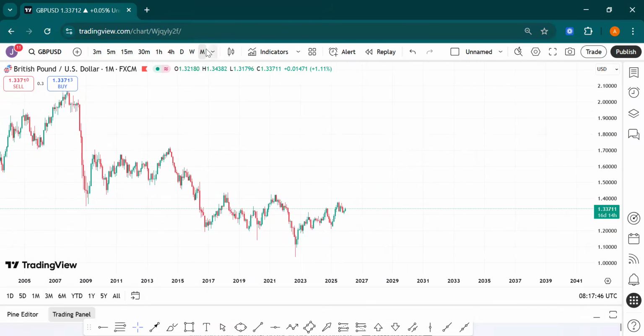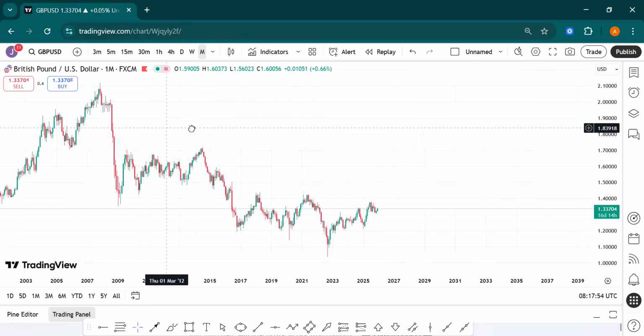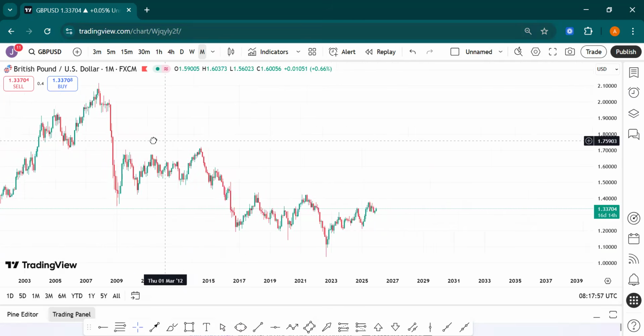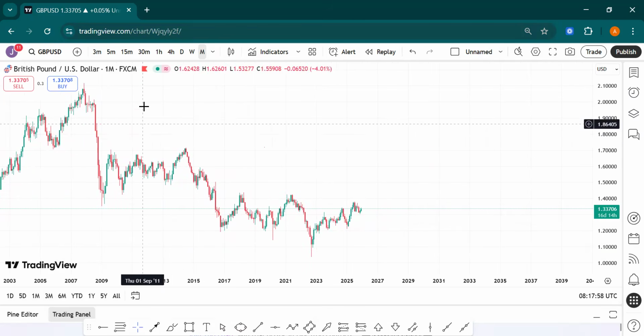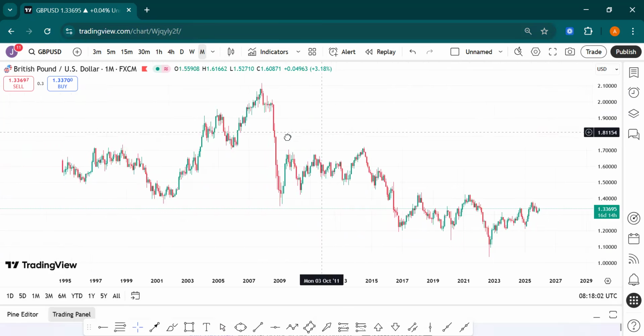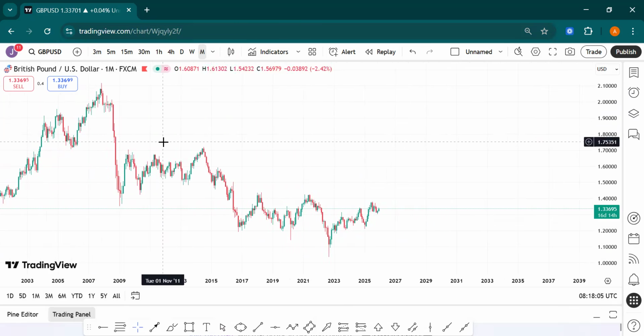Now, first thing first, I go to the higher time frame. I start my analysis from the higher time frame. The reason for this is that it helps you to get a general overview of the market. And also, what do I do on this higher time frame? I'm currently on the monthly time frame, and for this example, I'm using GBP USD.